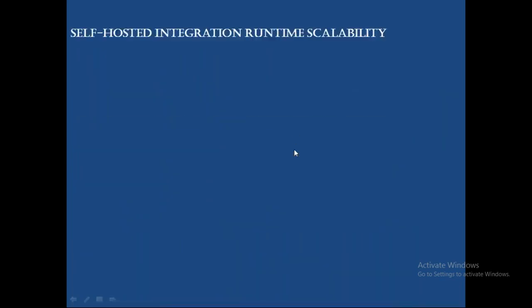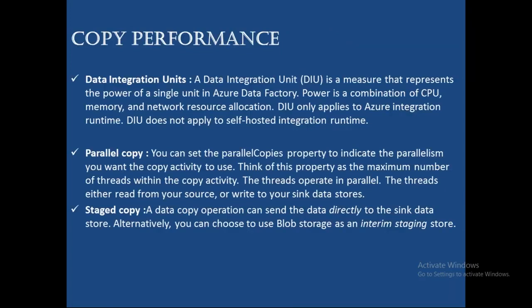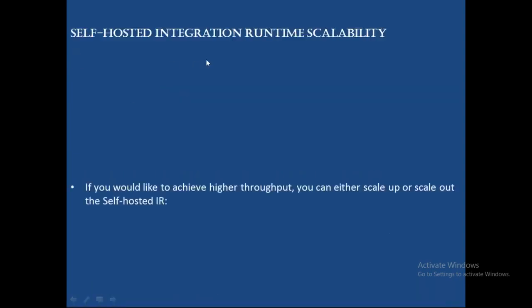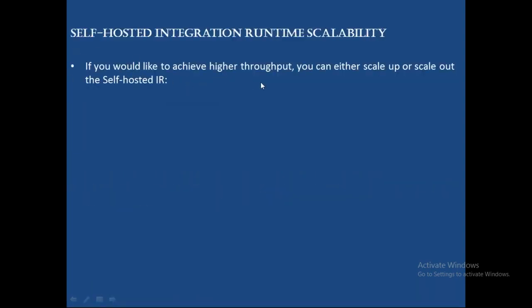Self-hosted integration runtime and then scalability. So we talked about all these things because this was mostly involved with Azure integration runtime and DAUs. But here it is self-hosted integration runtime and scalability. How do you do it? If you'd like to achieve higher throughput, you can either scale up or scale out the self-hosted IR, as we discussed. Scale up means a single server's capacity you need to increase. Scale out means you add other servers. You just add other servers.